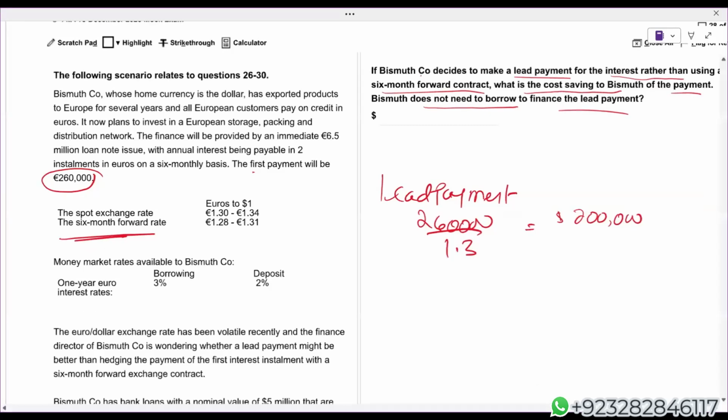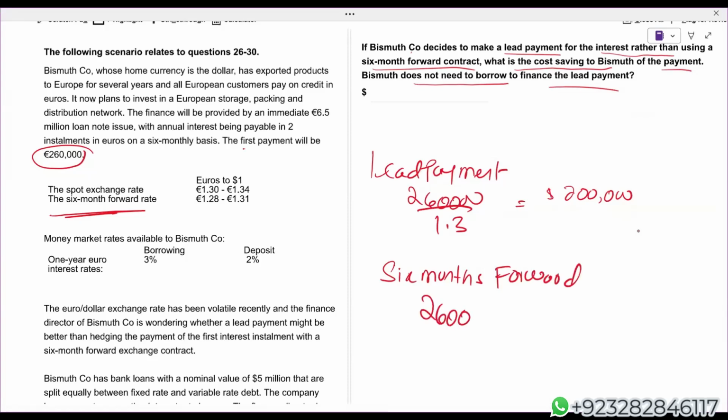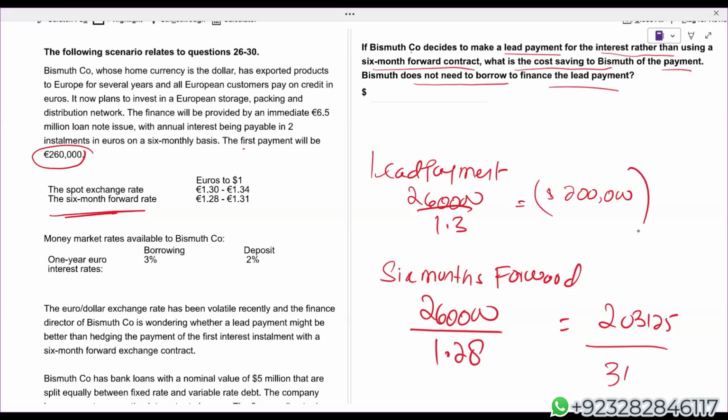If we go for 6 months forward, instead of lead payment, 6 months forward, 260 divided by 1.28. Let's see what we are getting. Why am I getting a lower rate? One, it is an indirect quote. Second, we are dealing with the scenario of payment. So I'm getting 2 lakh 3,125. So if you go for 6 months forward, you will end up paying 2 lakh 3,125. Lead payment means you will be paying just 2 lakh. So you are saving 3,125.